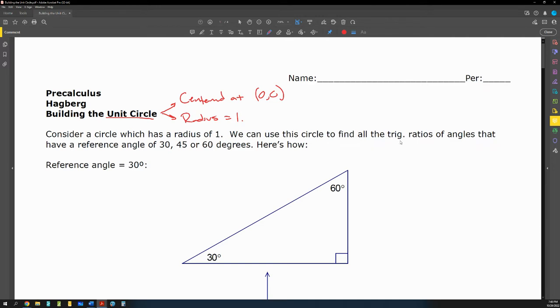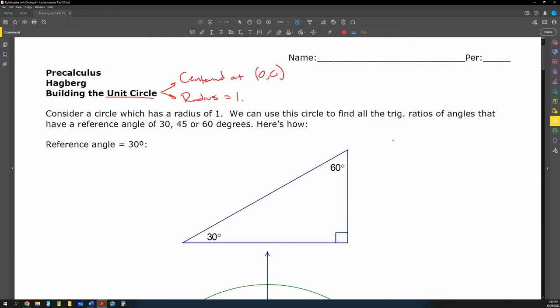We can use this circle to find all the trig ratios of angles that have a reference angle of 30, 45, or 60 degrees. Here's how. So the other definition that I want to start off with is reference angle. What is a reference angle?